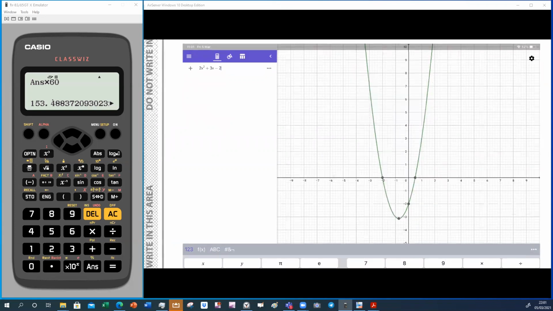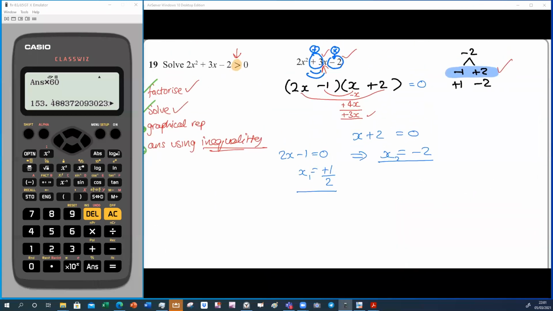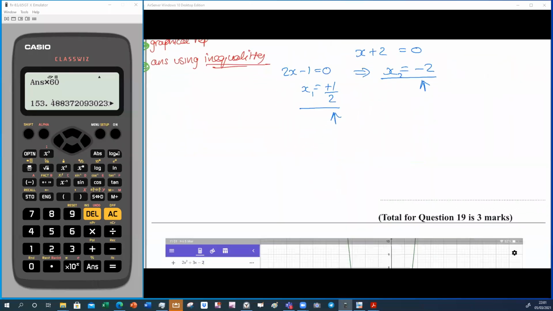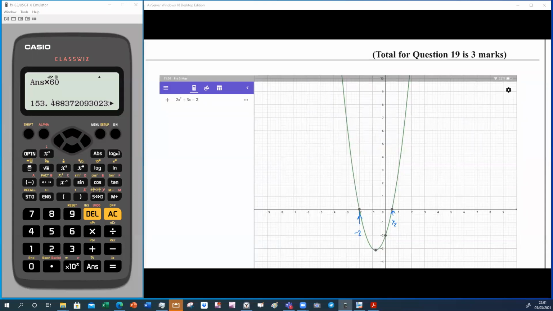I used one of the graphing apps on my iPad. So there's your a half value, and there's your minus 2 value. And that's what we just worked out from the pen and paper method. There's the minus 2, there's the plus a half. These are called the roots of the quadratic equation, roots meaning the point where the graph intersects the x-axis.